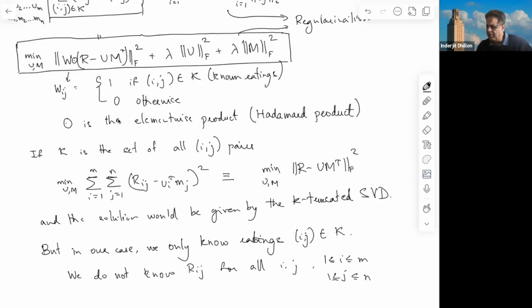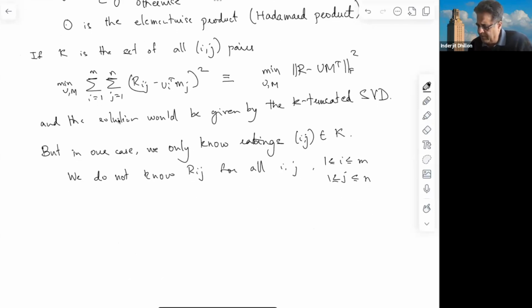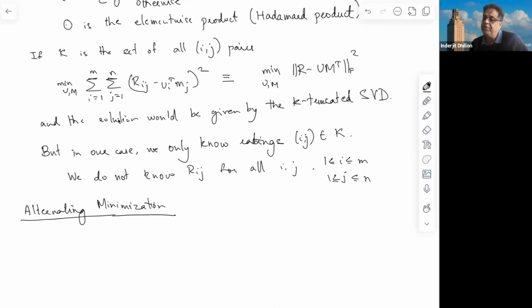Okay, so there's something that we can do. We can use a procedure called alternating minimization. And what this procedure does is the following. It starts with some u. Start with some u as a guess. Now, given this u, fix u and compute m.